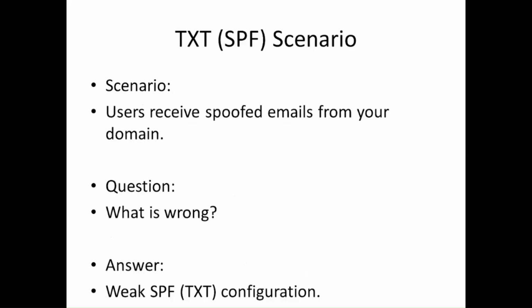Okay, the next one is the TXT scenario. The scenario is about email security. Users are receiving spoofed emails from your domain. That means attackers are pretending to be you. This issue is a weak or missing SPF record. It tells which servers are allowed to send emails, and that is mentioned in the TXT record. If it is misconfigured, anyone can send email as your domain. So this must be strict.